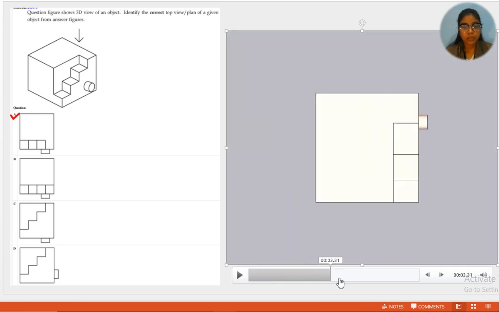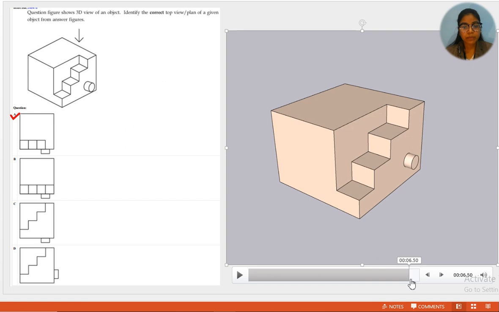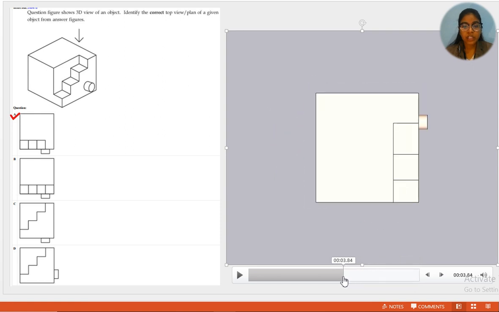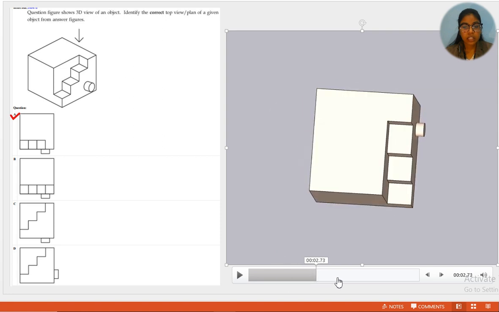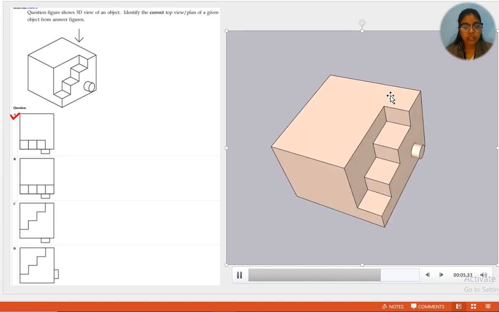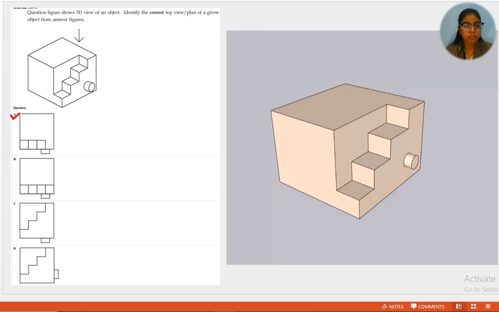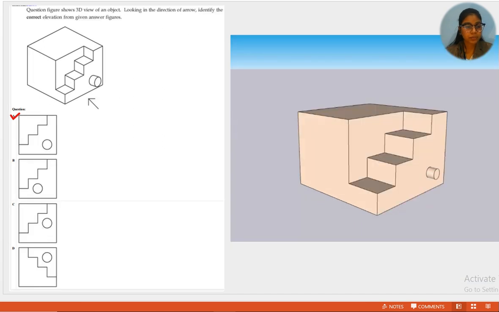Now look, after transforming it, you are just getting to see the lines of the staircase and a clean profile over here. You are not getting to see any line over here. That's why option number A is your correct answer.